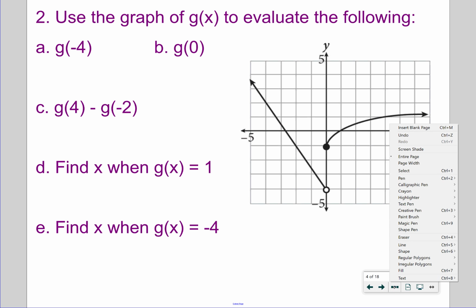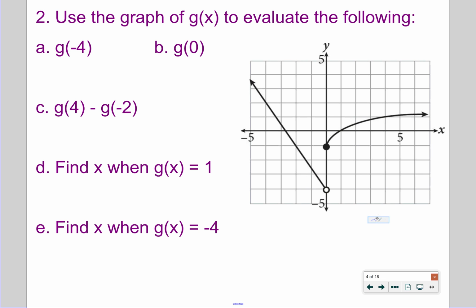Question number 2 on your test will be a piecewise function, and you're going to have to evaluate some things within that piecewise function. Remember, if a number is inside the parentheses, it's an x. If a number is outside the parentheses, it's a y. And really what you're trying to do here is just find the other half of a point. If you're given the x, you're finding the y. If you're given the y, you're finding the x.